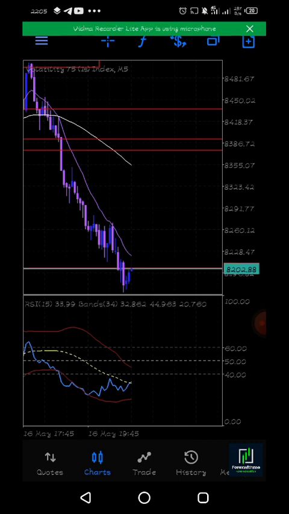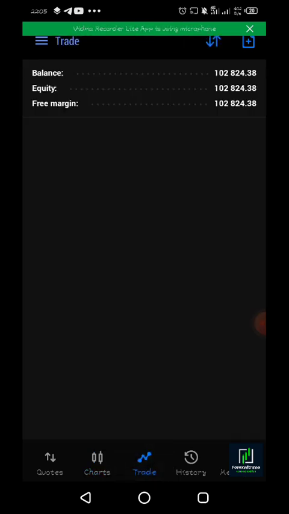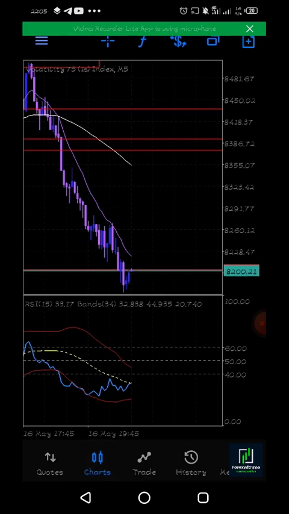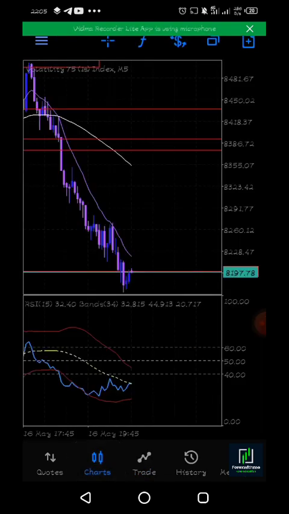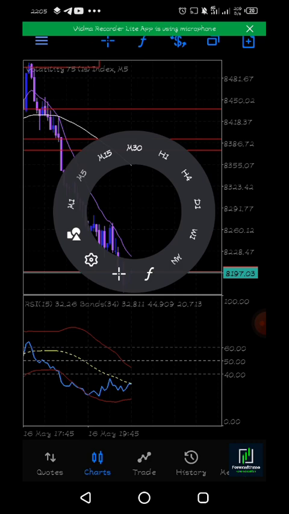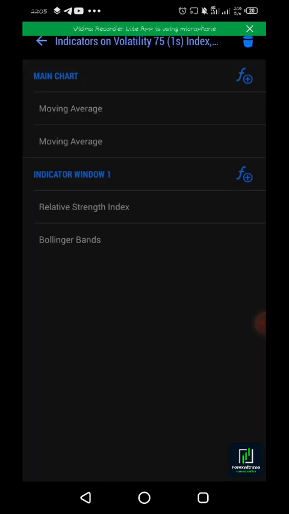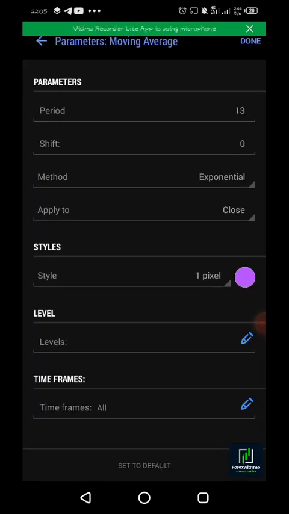Quickly, I want to share the settings with you, because I don't want you to think I don't want you to see my setup. What's the first one? Let's go over that. The first one is the moving average. I'm using moving average 13 exponential. Then the second one is moving average 100 exponential. Then you just do it like that.